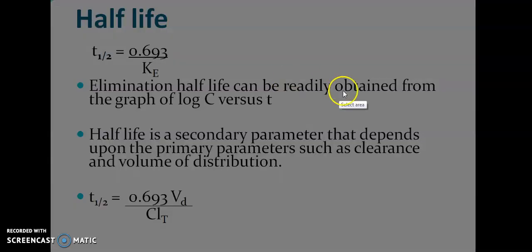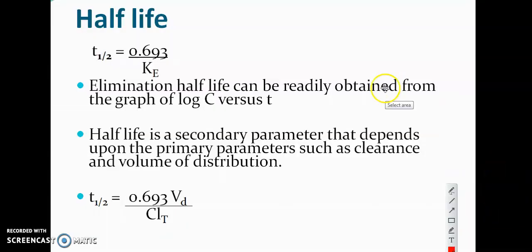And how we have obtained this formula, let's discuss that. To get this formula, you need to have the first order equation. If you remember, the one compartment model IV bolus equation was C is equal to C naught e raised to the power minus kt. That is a mono-exponential equation, which we obtained in case of one compartment model IV bolus, and I'm going to use this equation to calculate the half-life.